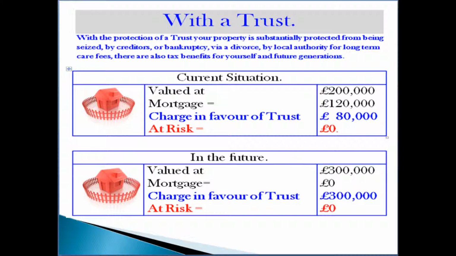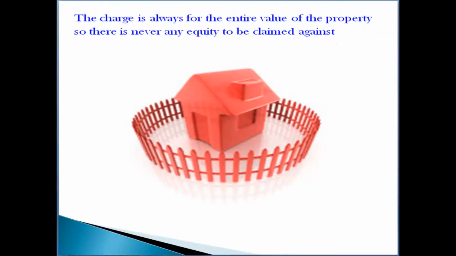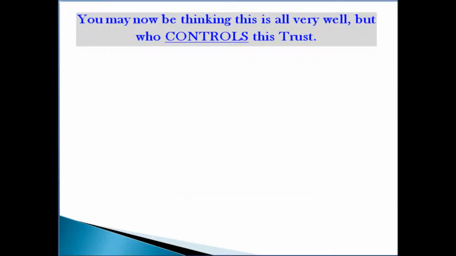In the future, with a trust in place, a property valued at £300,000 with no mortgage, leaving £300,000 at risk, and a charge in favour of your trust for £300,000. This means that none of your property is at risk. The charge is always for the entire value of the property, so there is never any equity to be claimed against. You may now be thinking that this is all very well, but who controls this trust?